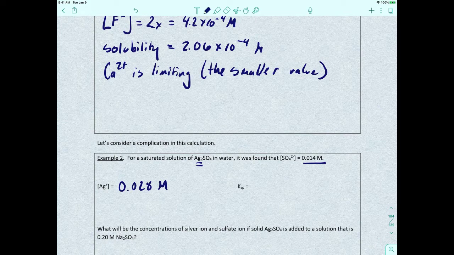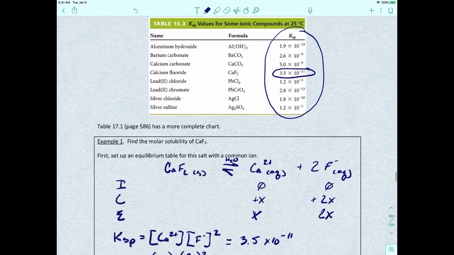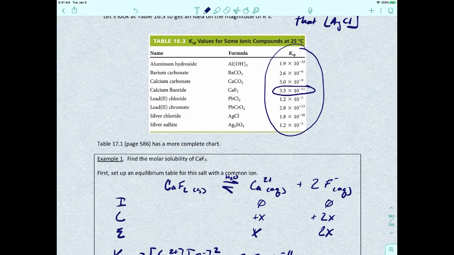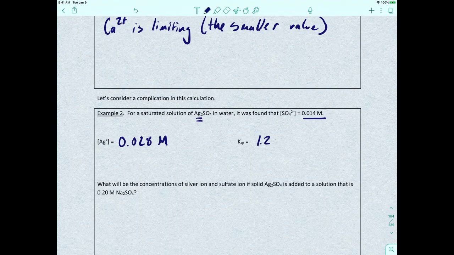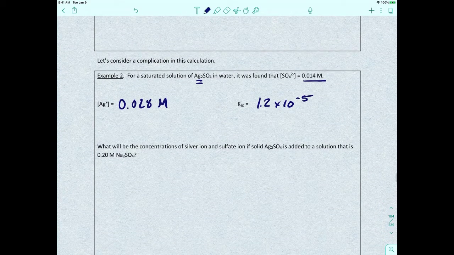So if we look up the KSP for that compound, Ag2SO4, it's going to be 1.2 times 10 to the minus 5th. Here's our question: what will the concentrations be of silver ion and sulfate ion if solid silver sulfate is added to a solution that is 0.2 molar sodium sulfate? We've got a common ion thing going on.